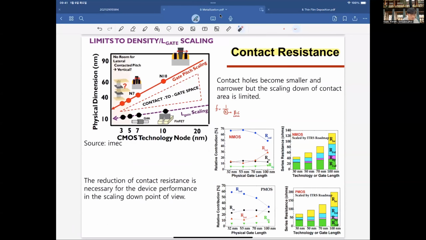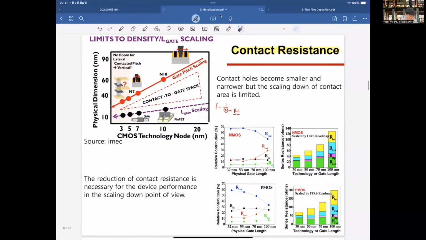And the contact issue. Contact resistance is a problem we have to solve in metallization because it has a relation with the device's performance, because the resistance relates to the operating frequency. So if the operating frequency is faster, it makes the device performance better.